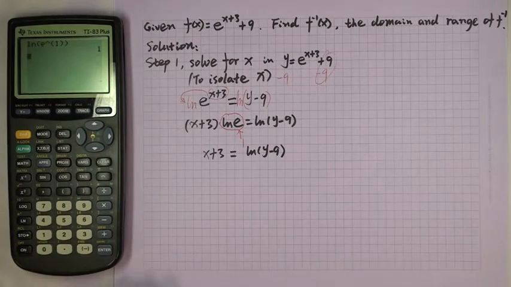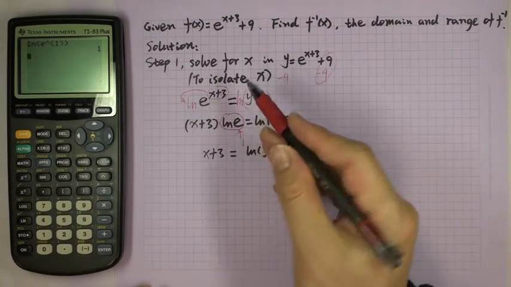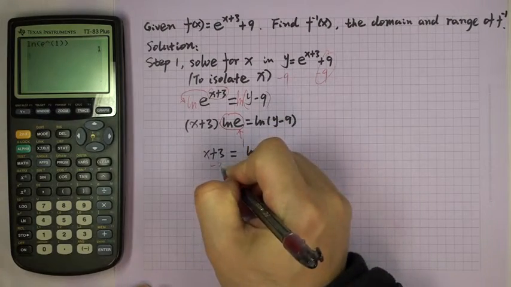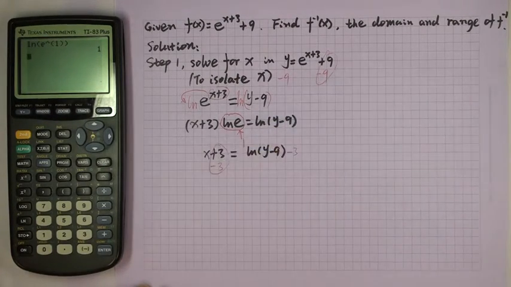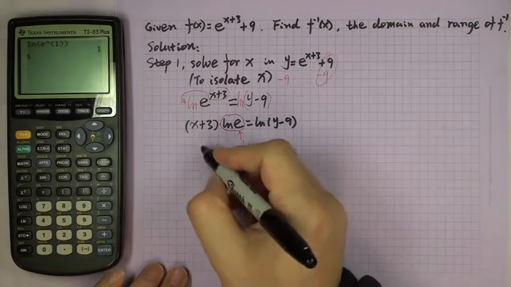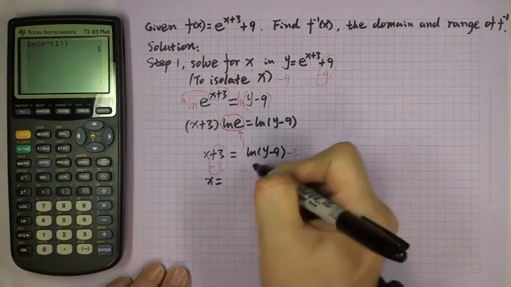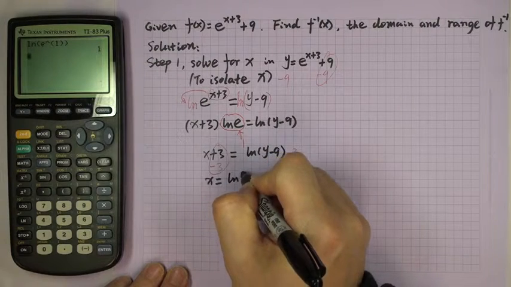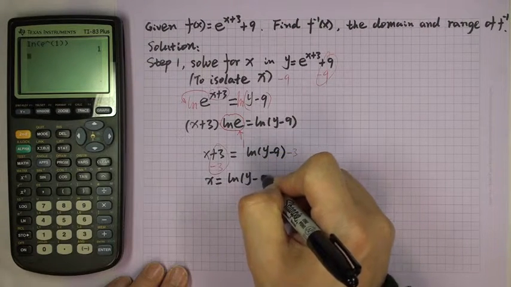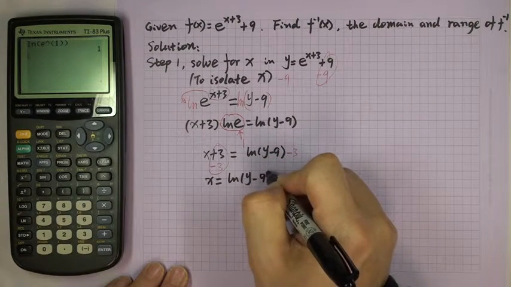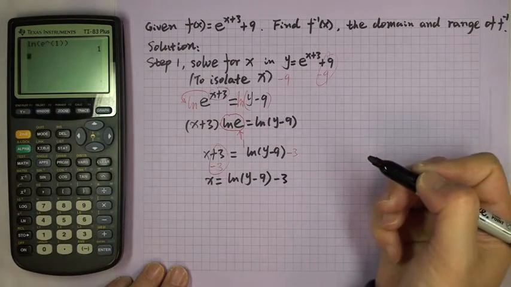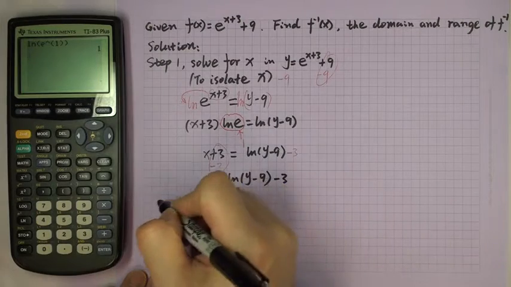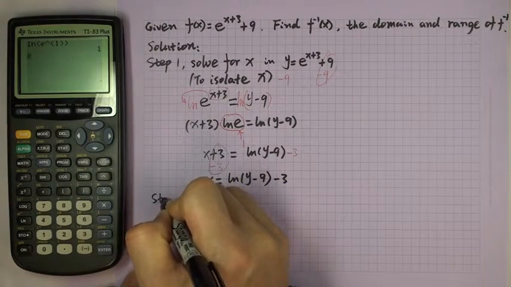Isolate x again. So minus 3 on both sides. You cancel positive, negative 3. So x then is natural log of y minus 9, then minus 3. So that's step 1. You are done.